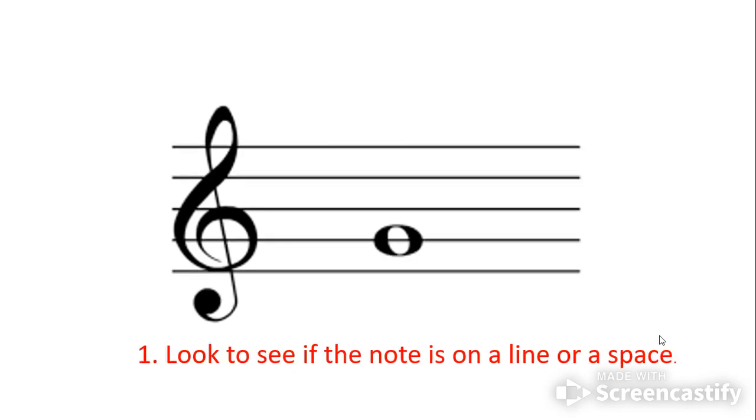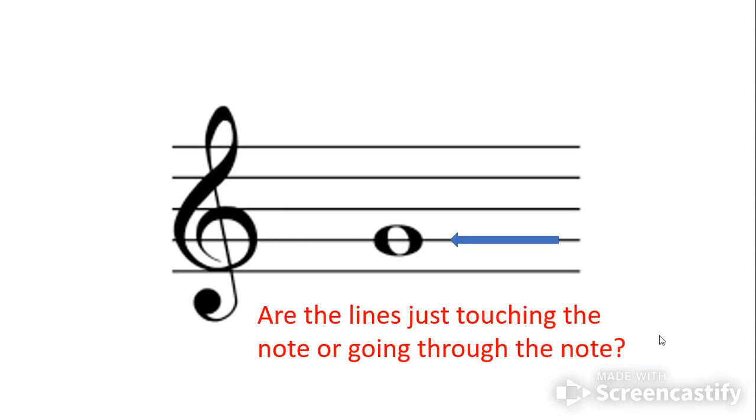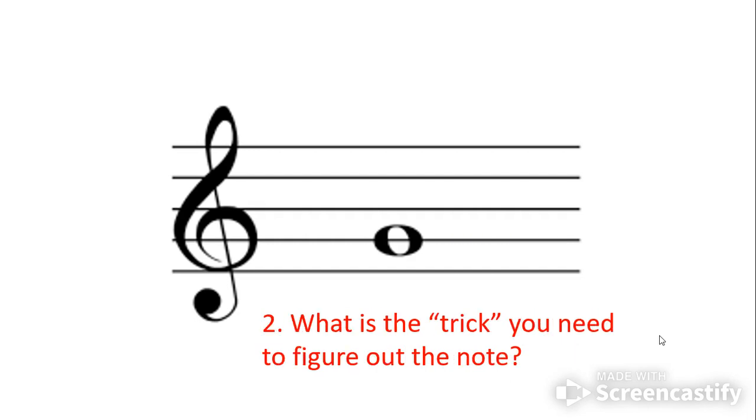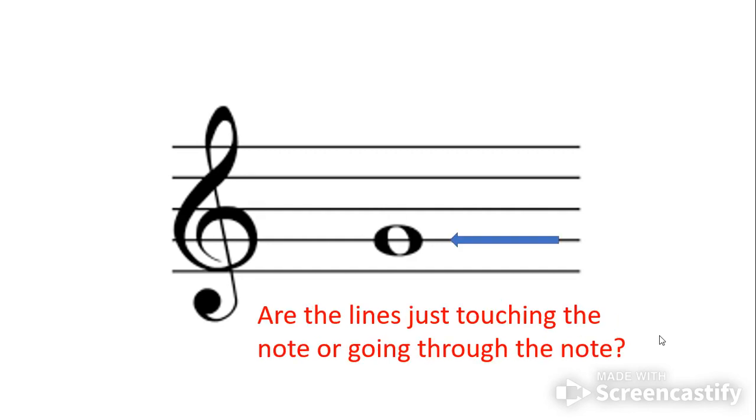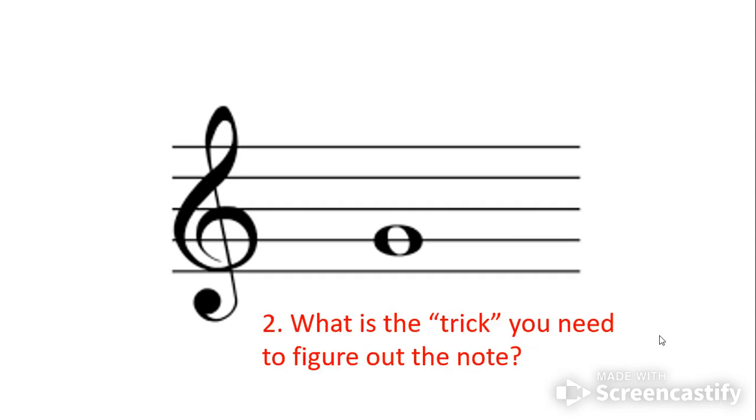Now, here's another note. You look to see if the note is on a line or on a space. Is the line just touching the note or is it going through the note? Which trick do you need to figure out the note? Again, looking at the note right here, you notice that the line is going right through the note, which means that that note is on a line. So the trick that you use is Every Good Boy Deserves Fudge... I mean, Empty Garbage Before Dad Flips.